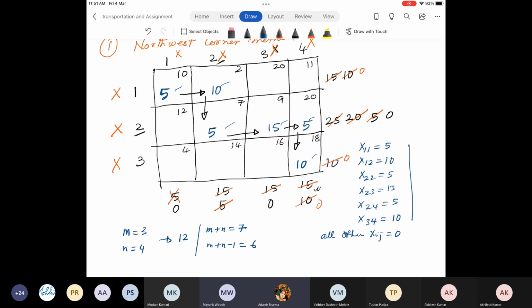Yes, sir. How can we ensure that it is a basic solution? This is actually an initial feasible solution. Is it a basic feasible solution or not? I'm not saying whether it is optimal or not, just whether it is a basic feasible solution or not.